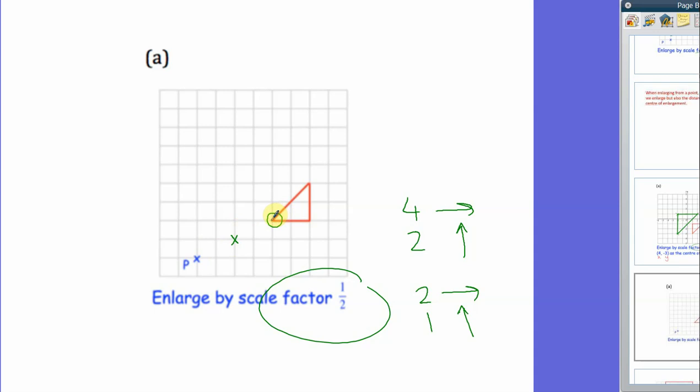Now, to go from here, it goes right 2, so now half of that is only going to be right 1. Then up 2 is now going to become up 1, and we have it. There we go.